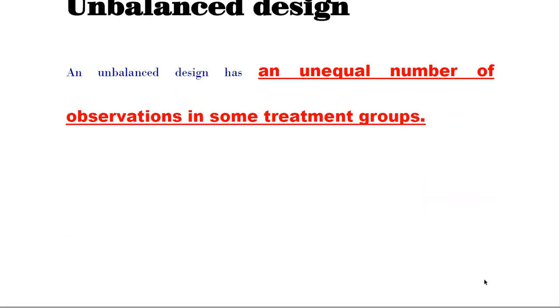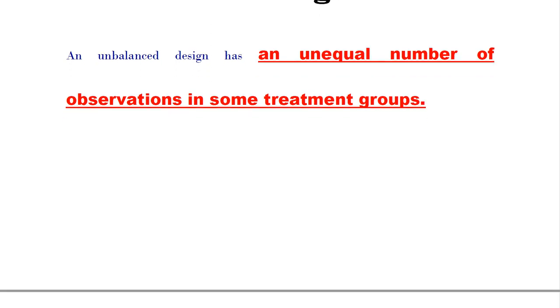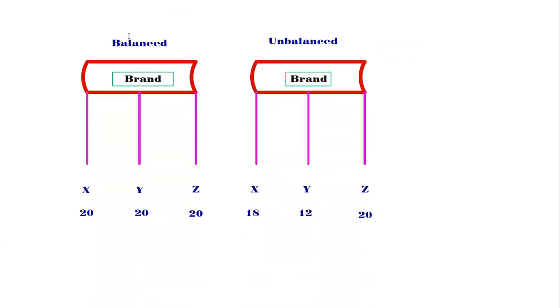Unbalanced design. An unbalanced design has an unequal number of observations in the treatment groups. Here is the example. This is the example of balanced. Here we have brands. We denote the first brand with the name X, the second Y, and the third Z. So you can see in a balanced arrangement, treatments are allocated to the experimental units in equal numbers.